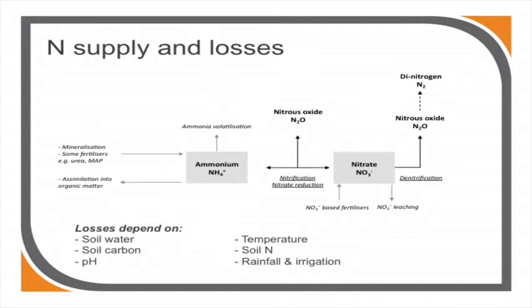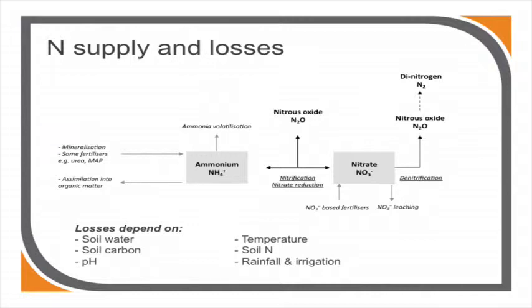Once we've got our nitrogen in the ammonium form, there's a couple of different ways it can go. It can potentially be nitrified to nitrate. If we've top-dressed urea, for example, and we've got ammonium sitting on the surface of the soil, we can potentially see ammonia volatilisation. We're actually losing some of that nitrogen as gas, as ammonia gas.